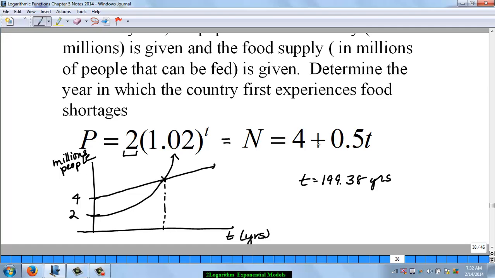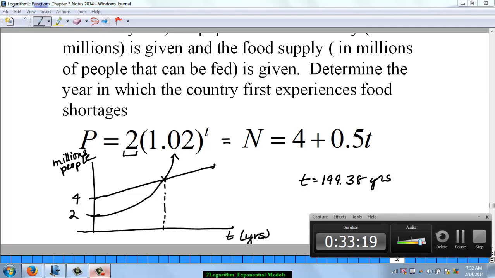Okay, well that's this part of the exponentials. We have one more section and then we're done.